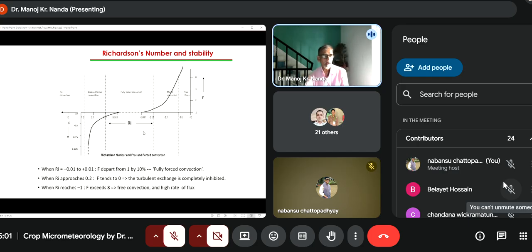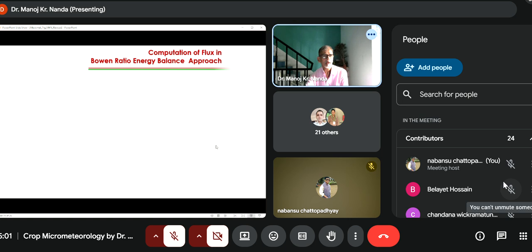Now, so these are the things we just discussed. I'm not going into the exact value of Ri and how it plays. So, basic concept. Now this makes our job a bit simpler, that if you consider the Richardson number for the thermally stratified boundary layer, then you may come to your final approach for the flux computation.